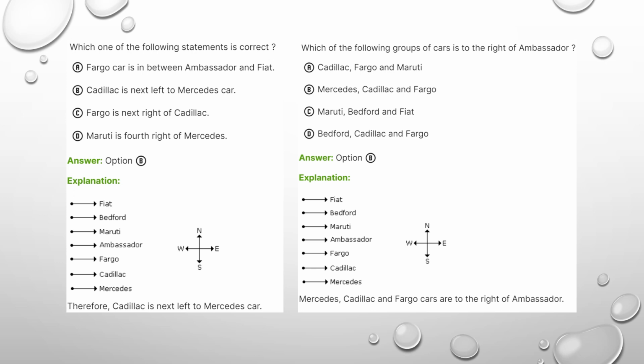Try to download the previous papers and exercise sheets from the websites for the bank exams and aptitude tests. If you solve regularly, it is easy for you to understand the question pattern and it will help you in your exam preparation. Thank you for attending the session.